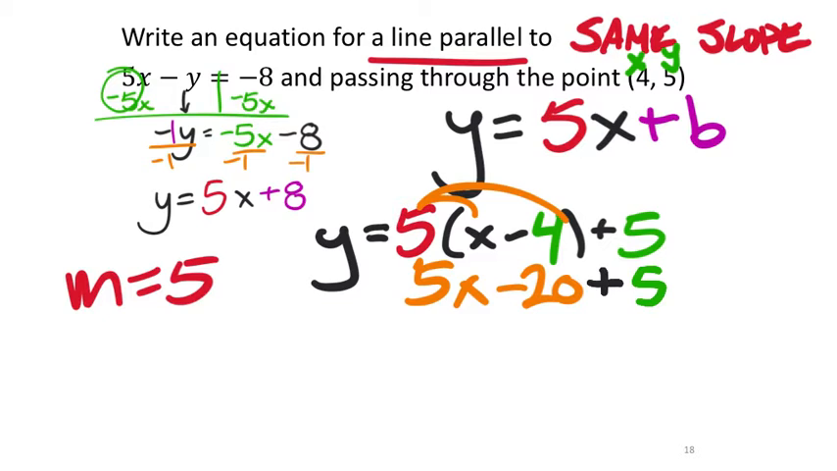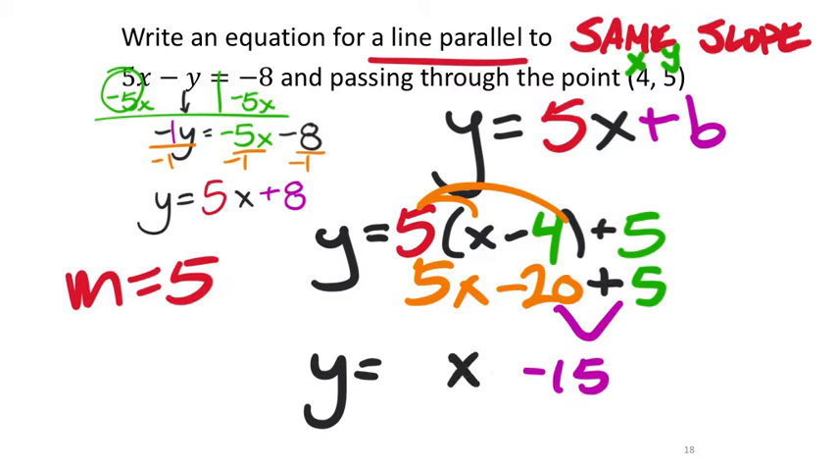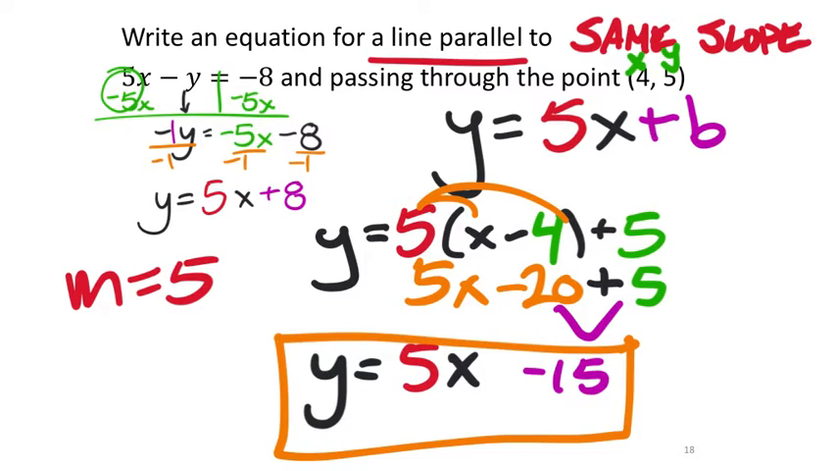So, just final simplification here. Combine these two. Negative 20 plus 5 is negative 15. And so our final formula, or slope-intercept form, y equals 5x, which we already knew. It's just now we see that the y-intercept here is 0, negative 15. And this would be our equation.